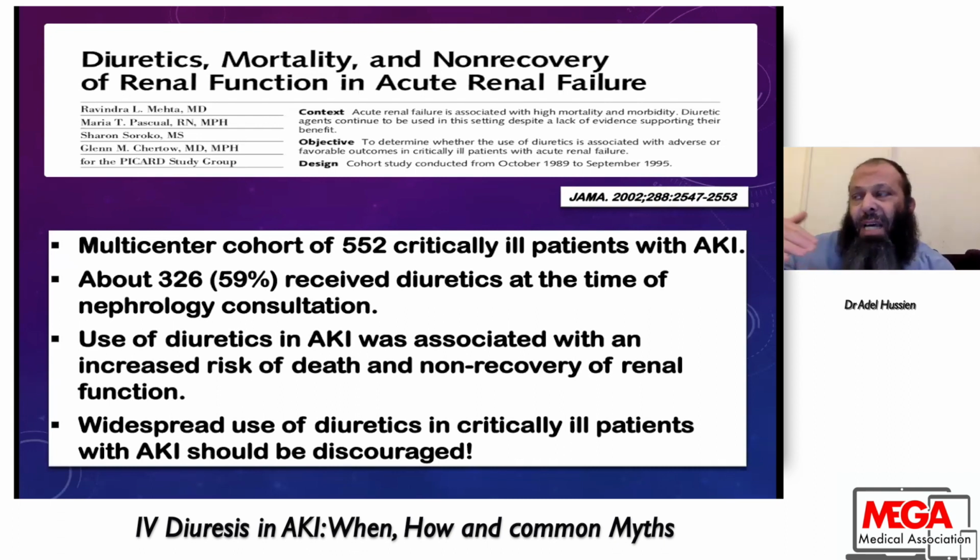So the patients continue to have different grades or stages of AKI. They concluded at the end that the widespread use of diuretics in critically ill patients with AKI should not be used routinely and should be discouraged, based on those two outcomes: the increased mortality plus the non-recovery of the renal function. This was in 2002.